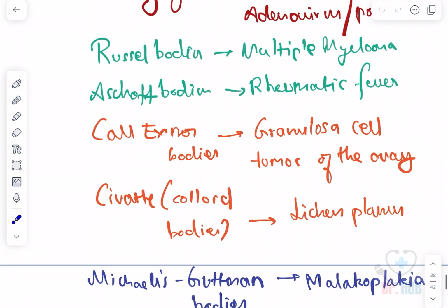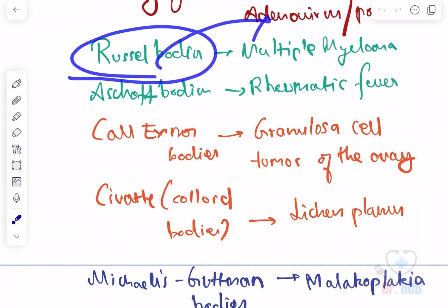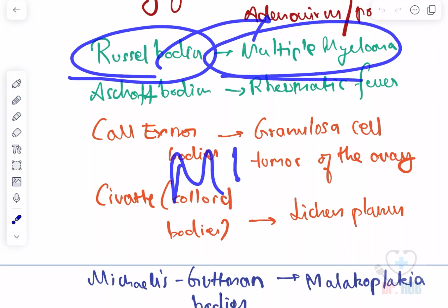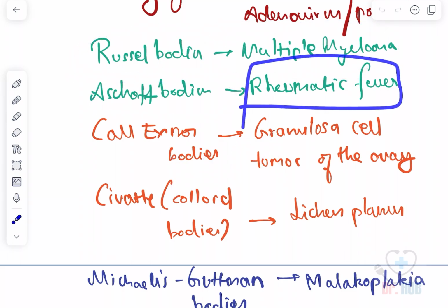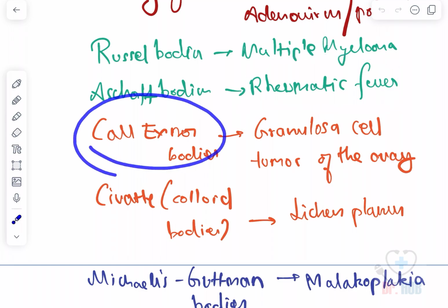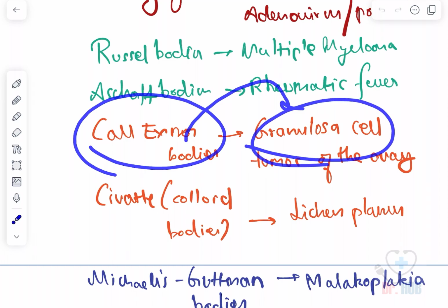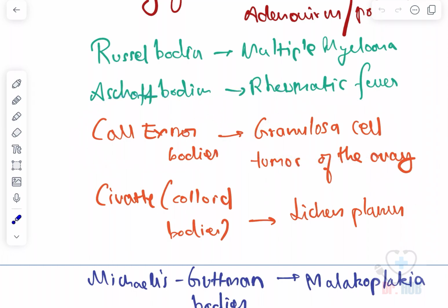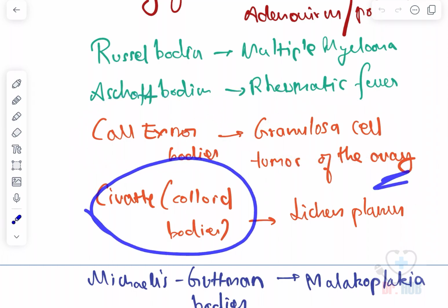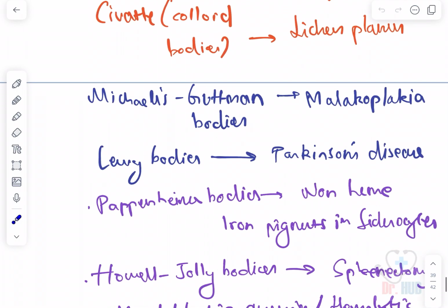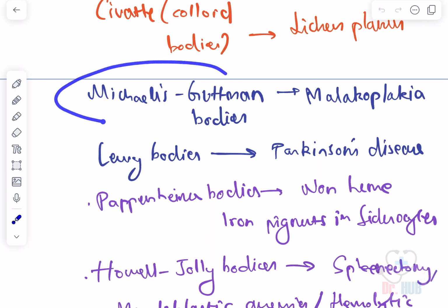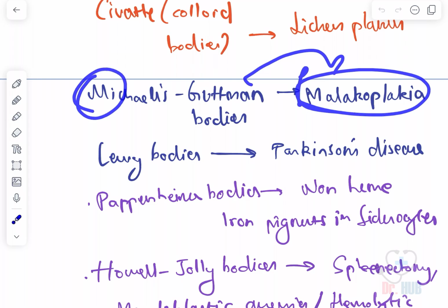Now moving ahead, the Russell bodies are seen in case of multiple myeloma, and then the Aschoff bodies are seen in case of rheumatic fever. The Call-Exner bodies are seen in case of the granulosa cells of the ovary. Then the Civatte, that is colloid bodies, are seen in case of lichen planus. Then the Michaelis-Gutmann bodies are seen in case of malakoplakia.